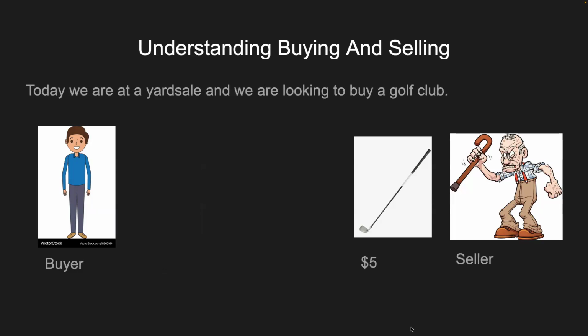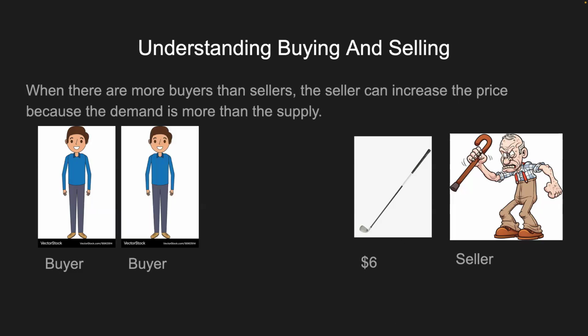So in the previous slide, you can see that the golf club was $5. In this case, he has now raised the price to $6, right? And this is just a pretty simple example. When there are lots of people looking to purchase something, the seller has the ability to manipulate the price to get their maximum benefit from this sale, right? It doesn't necessarily need to be a dollar. It could be $5 more, it could be $10 more, whatever.